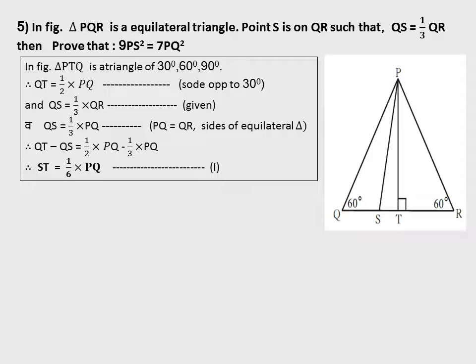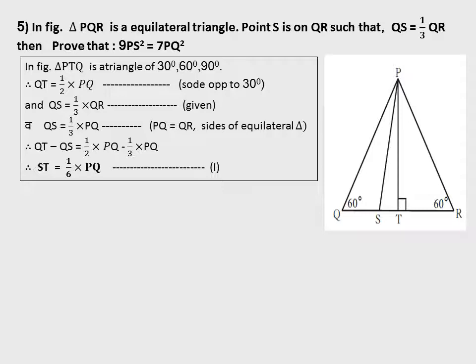In triangle PTQ, one angle is 90 degree. Second angle is 60 degree. That means remaining angle will be 30 degree. That means this triangle is a 30, 60, 90 degree triangle. If we use this property, we get QT equal to half into PQ, because the side opposite to 30 degree is half of the hypotenuse. Therefore, QT equal to half into hypotenuse PQ.